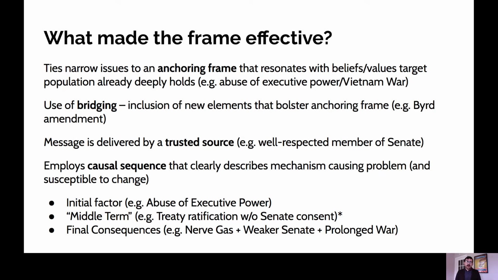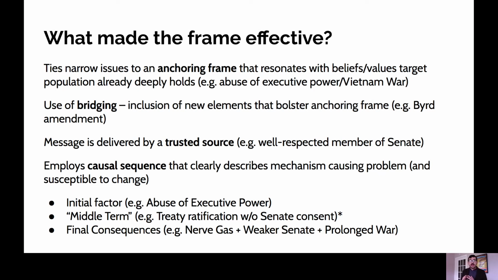The second thing that makes the frame effective is bridging. And when we say bridging, we mean including new elements that bolster the anchoring frame. And for someone like Magnuson, he's talking about an issue that people already knew about, right? This Byrd Amendment that was about the ratification of treaties and trying to protect the Senate's power to do that. So he's taking this new element. It had nothing to do necessarily with the details of the train going through the United States, but it was an element that sort of bolstered his anchoring frame about the abuse of executive power.